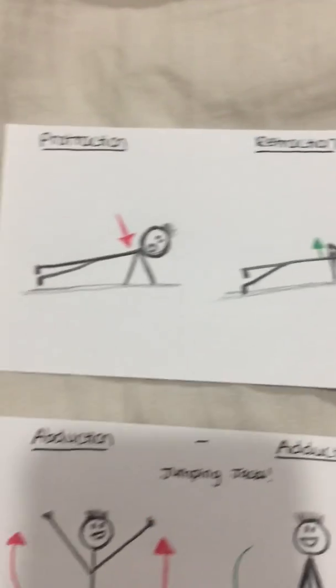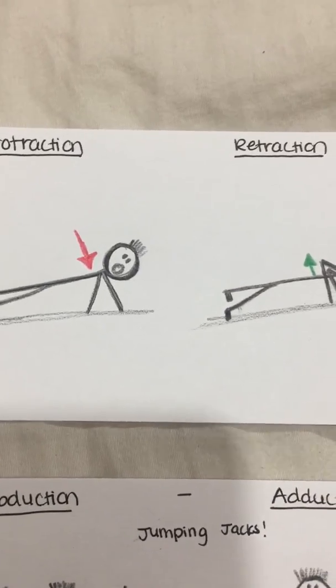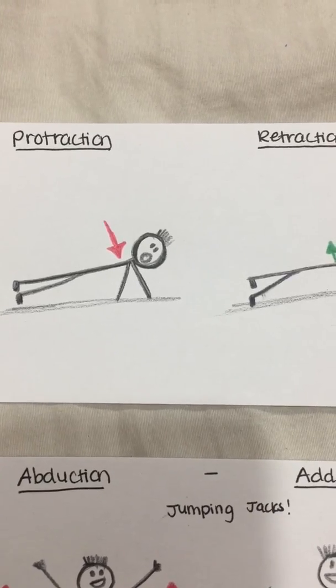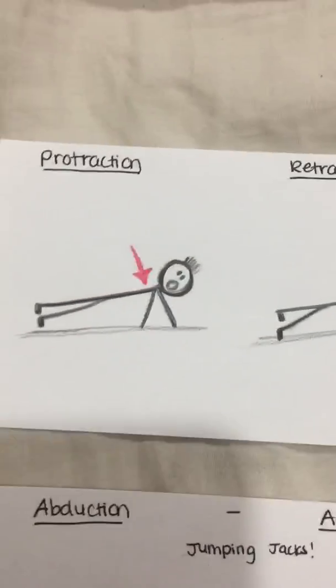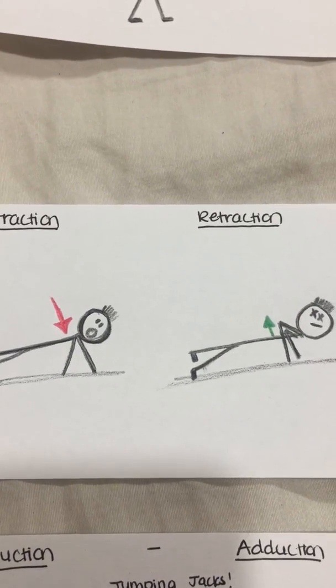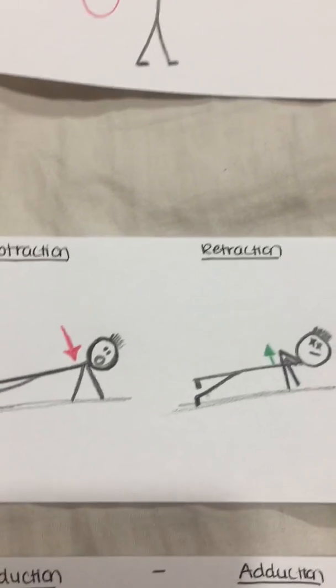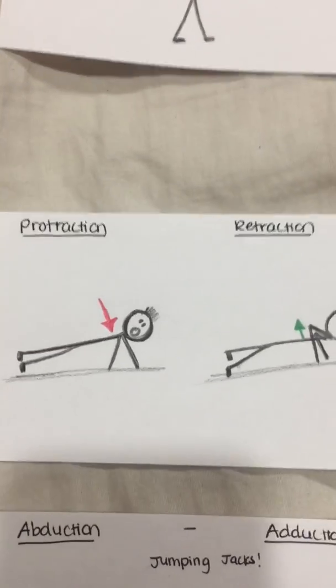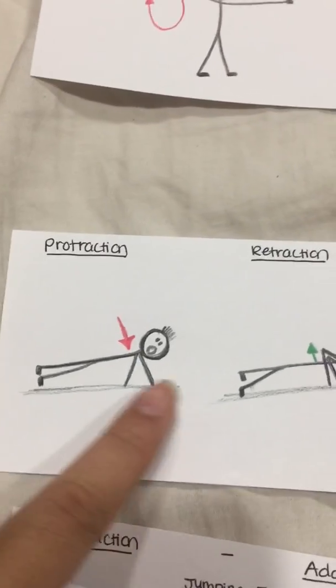Okay, so next we have protraction and retraction. So protraction, and he's doing push-ups in this diagram. So when Bob is in the initial push-up position, he is pushing his arms and shoulder blades forward towards the floor. So that's right there.